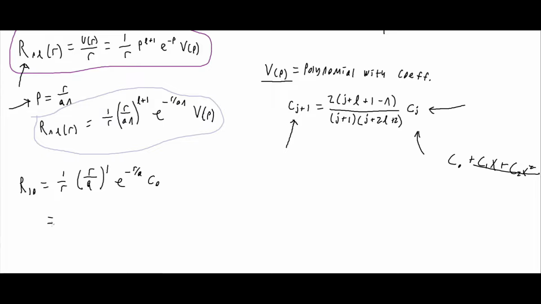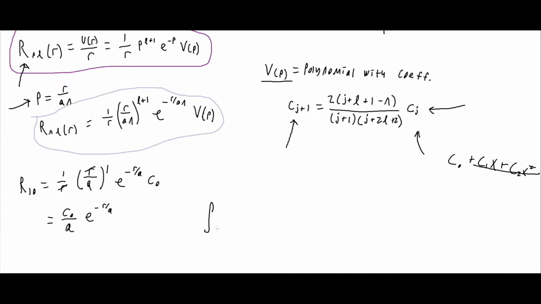Now we can do some canceling out. This r cancels out with that r right there. What we have is c sub naught over a, times e to the minus r over a. This is our solution to the radial part of the equation, but we have to normalize this. To do that, we're going to use this.